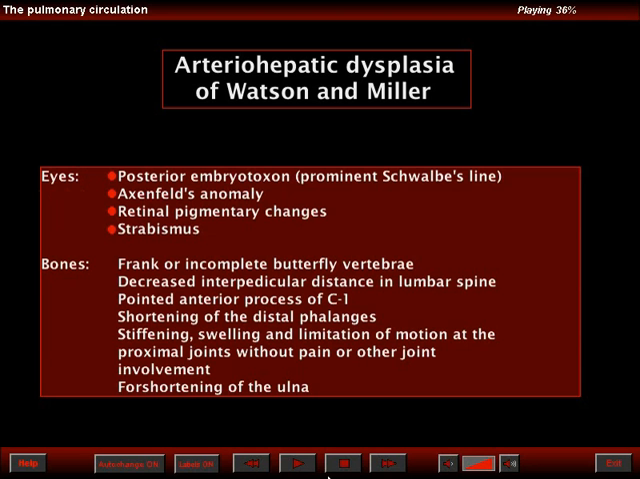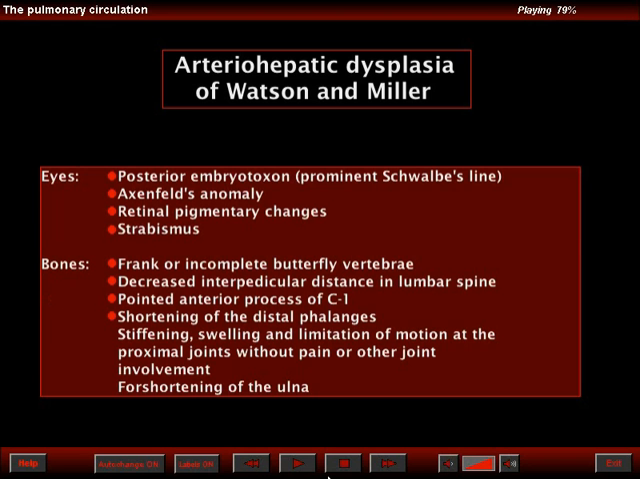In the bones, we can see frank or incomplete butterfly vertebrae, decrease in the interpedicular distance in the lumbar spine, as often seen with achondroplastics, lack of the progression of the increase of the interpedicular distance in the lumbar spine as well. We may observe the pointed anterior process of C1.